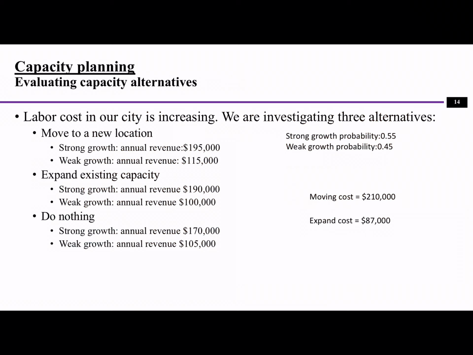Now let's look at another example of evaluating different capacity alternatives. For example, assume that labor cost in our city is increasing. We are investigating 3 different alternatives. One alternative is to move to a new location, because in our local place the labor cost is really high, and maybe we are not generating a lot of profit right now. But there are some options that we can potentially use to reduce the labor cost or generate more profit. Now we're evaluating different options.